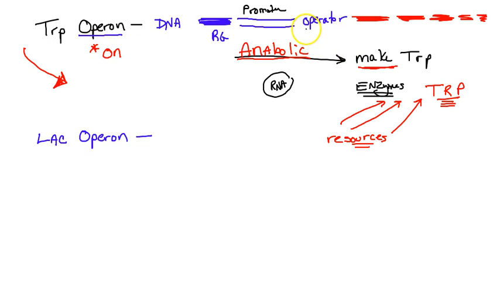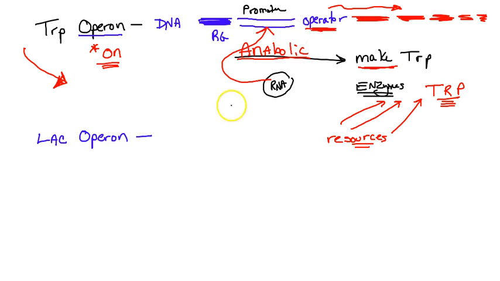there's going to be nothing bound to the operator. So RNA polymerase is going to be able to bind to the promoter, which it always would, but will not be blocked because nothing is binding to the operator. So this would go forward and make the enzymes. So this makes sense that when you are dealing with anabolic operons, most of the time they're in the on position until otherwise noted.